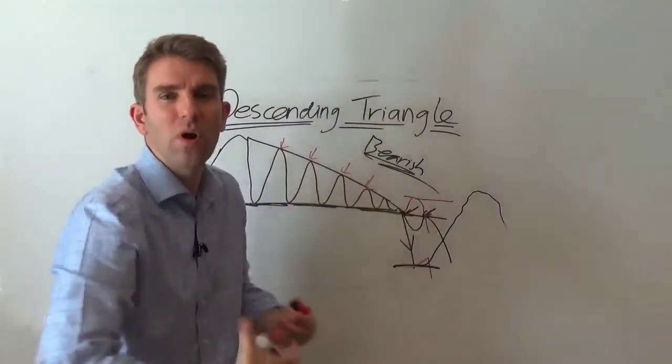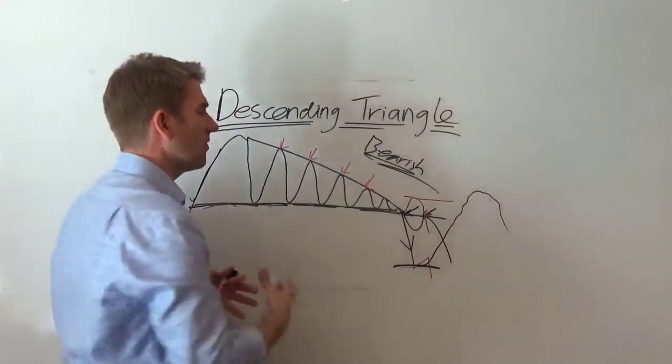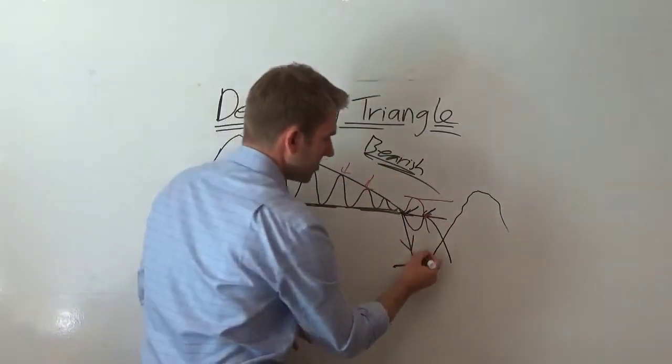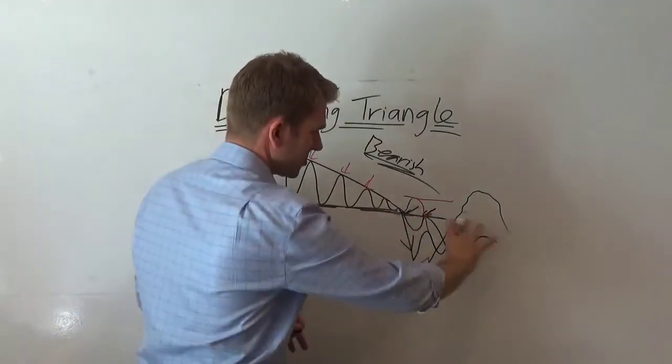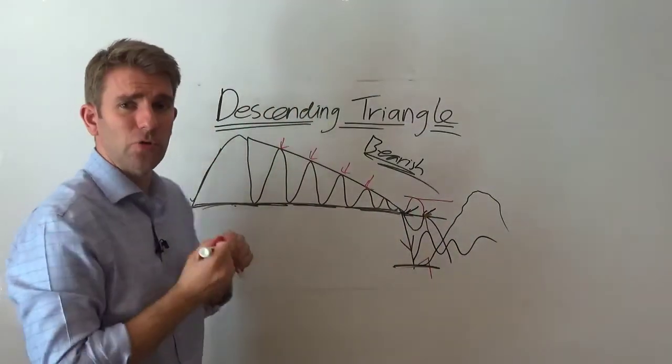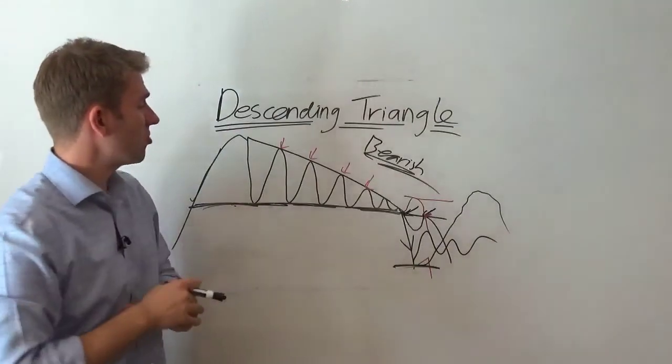There may be some more work to be done, some more digestion before that trend ends, and you might end up just sitting and chopping around again. I appreciate that's a complete mess there, but you get the idea. It might just sit there and chop around. So I'd be a little bit cautious on that. Anyway, that's the descending triangle, guys.